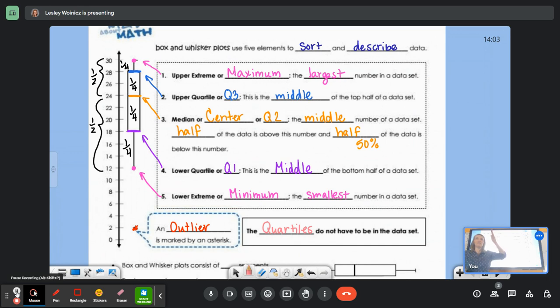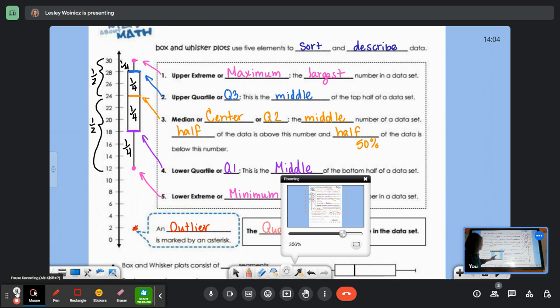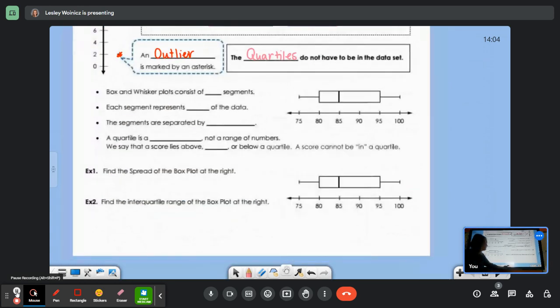They're like dividers of the data, like a fence. You can be on one side of the fence, the other side, or sit on the fence, but you can't be in the fence. Does that make sense? So, here we go.